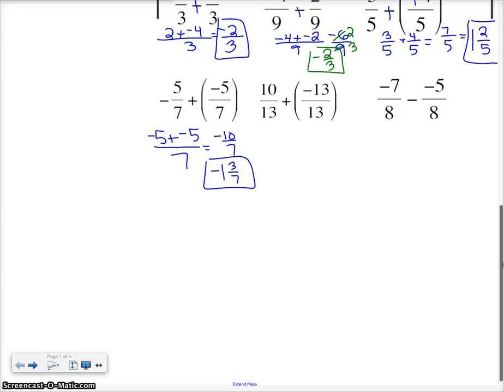All right, the next one, I have plus a negative already, so I don't have to change anything. And I'm just going to say 10 plus a negative 13 all over 13. Again, I stop and I say, do I add or subtract these? I subtract because they're different. You use your integer rules for that. So 13 minus 10 is 3, and I have more negatives, so it's negative 3 over 13.